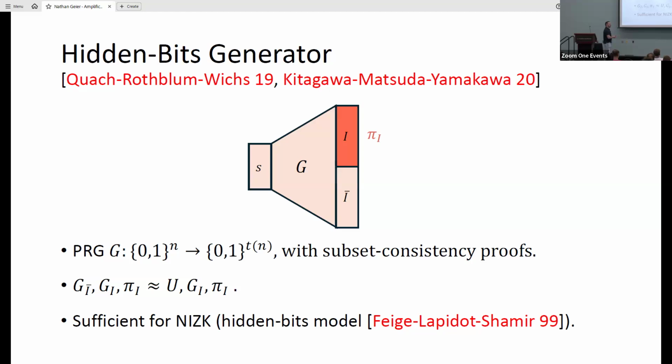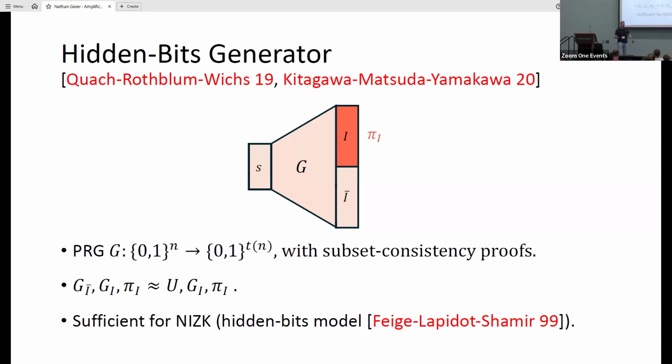Now, I want to remind you that our goal is to amplify weak NISQ. That is, we want to construct NISQ from weak NISQ. So now we see that it's sufficient to construct an HBG from weak NISQ. Now, I first want you to notice that if we had strong NISQ, then you can easily construct an HBG from PRG plus strong NISQ, because you can simply use the strong NISQ to generate the subset consistency proof. And due to the zero knowledge property of the NISQ and the security of the PRG, you get that all the other bits are pseudo-random.